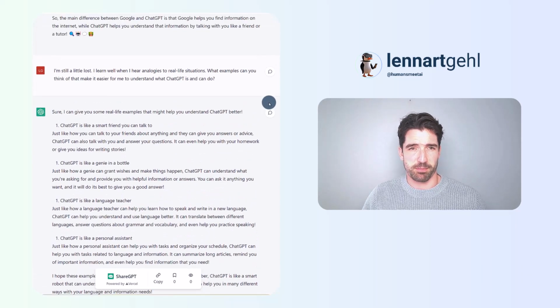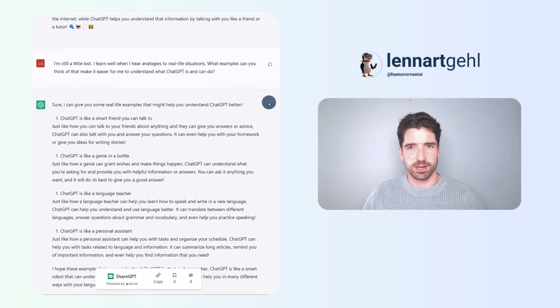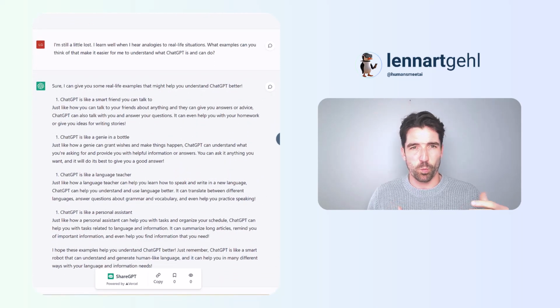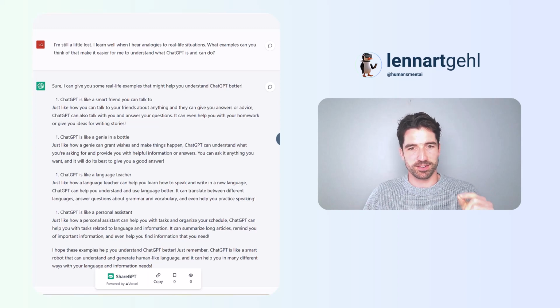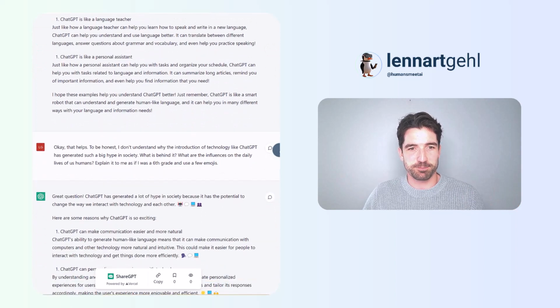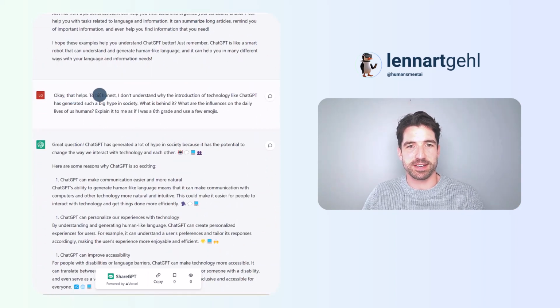So this is something ChatGPT can do too, obviously. Get more specific on whatever you want in terms of parts of the conversation, in terms of parts of what you want to learn. So it can drill into pretty much everything. And then I said, okay, that helps.